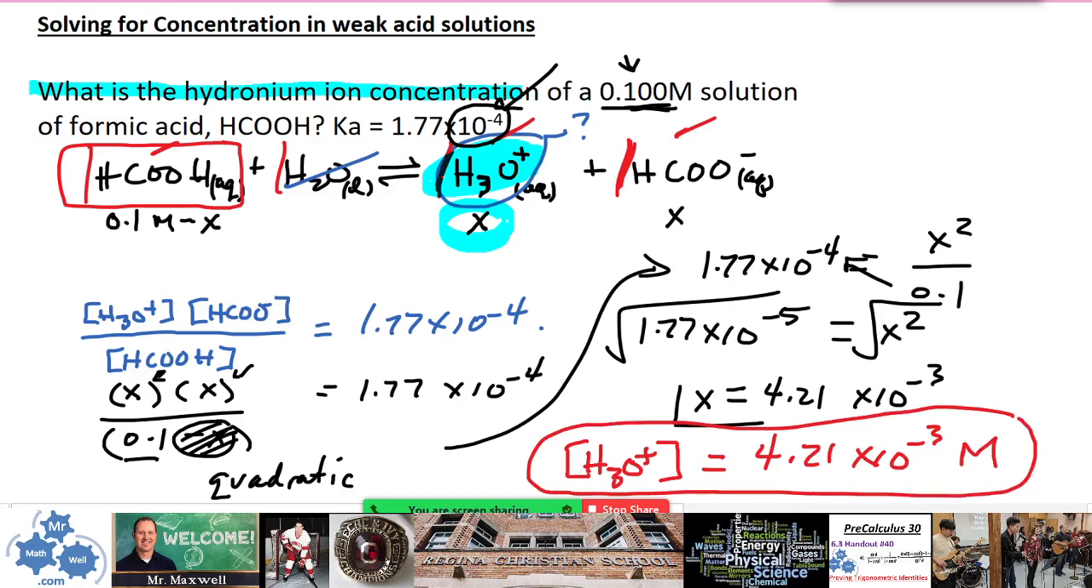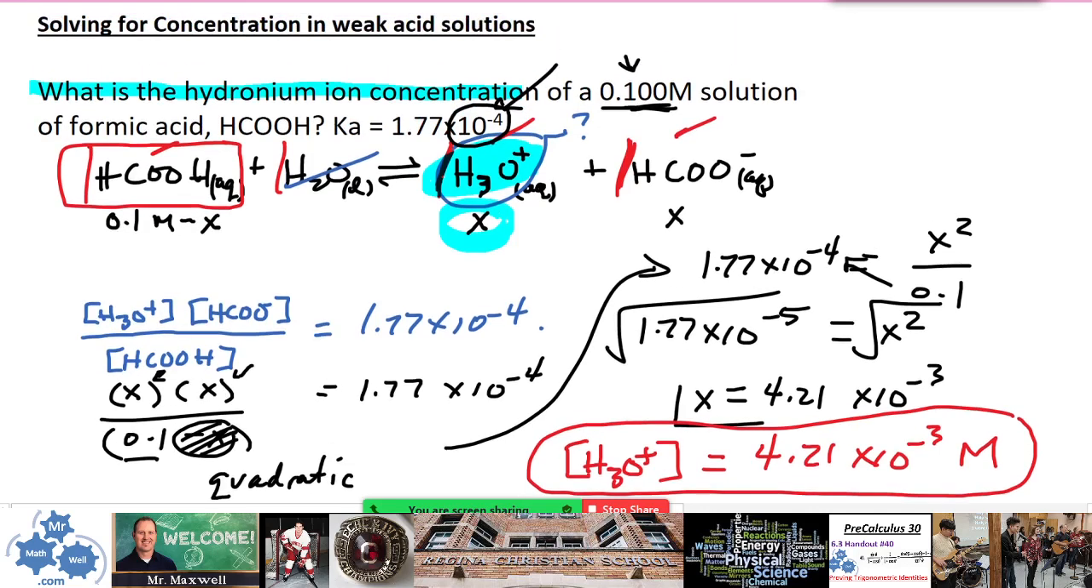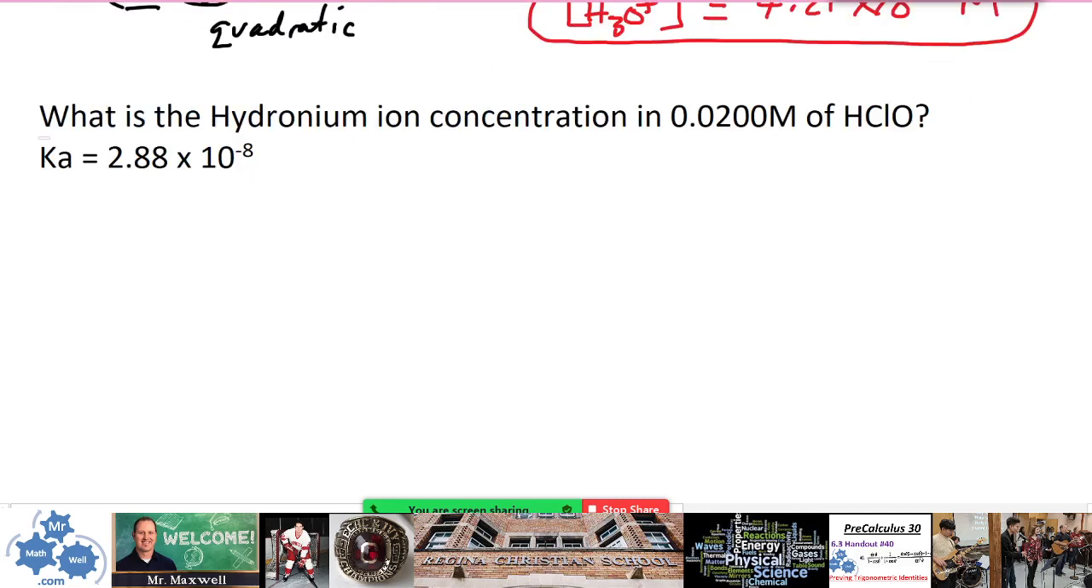All right. And then, of course, from here, you can calculate pH really easily. Negative log of this is the pH. You can calculate pOH or OH concentration using Kw, that sort of thing. All right, any questions about this example right here? Okay, so here's a question for you guys to try on your own, very similar to the question we just did. So take a few moments, give that a try, and I'll reveal the answer here momentarily.